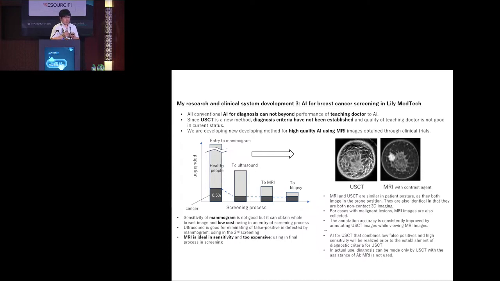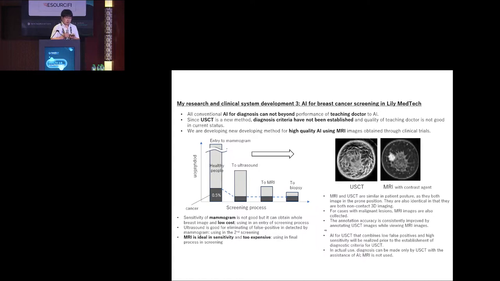Conventional AI performance is less than that of the teaching doctor. But our unique system goes beyond the doctor's performance because of the combination with MRI. Both USCT and MRI are in prone position, non-contact, and 3D images. Then we can easily compare and get a high accuracy annotation from both images. But USCT is very cheap compared to MRI. Then it can be used in the screening process.